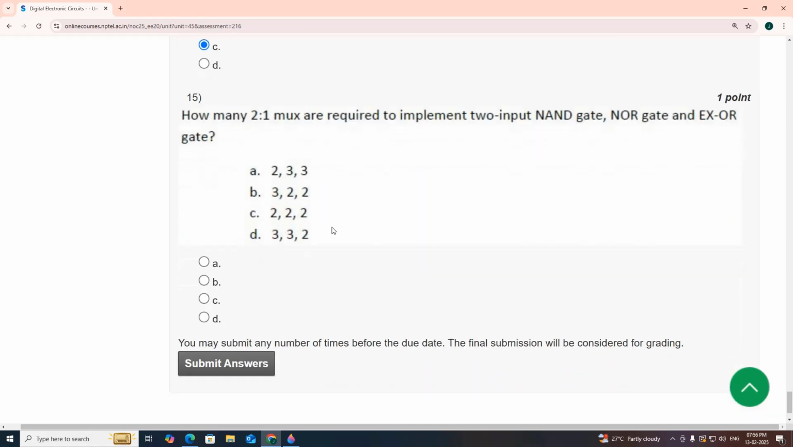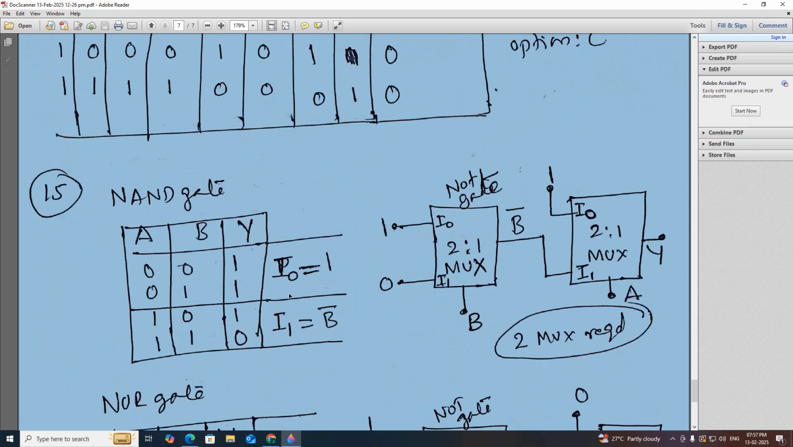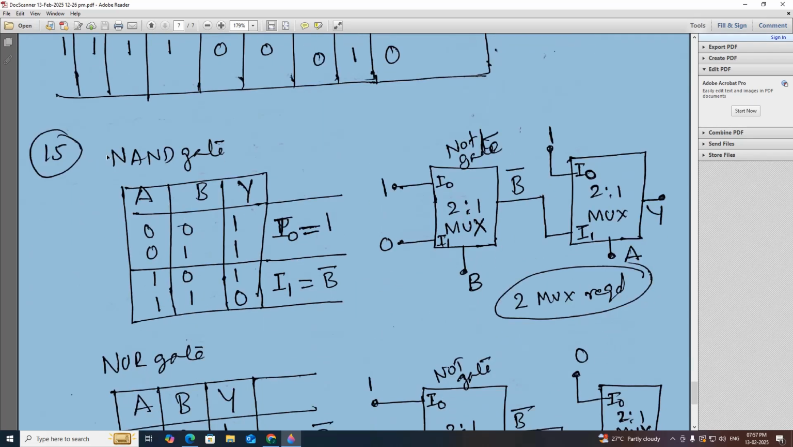Last, the 15th one. We have to implement NAND, NOR, XOR with two input mux. So I'll discuss one. It's already late. NAND gate. It's a two input NAND gate, A and B, 0 0, 0 1, 1 0, 1 1. The output for NAND gate is 1 1 1, and this is 0. Remember, this is not the AND gate truth table. For all the input combinations except 1 1, the output is 1 1 1, and this is 0.